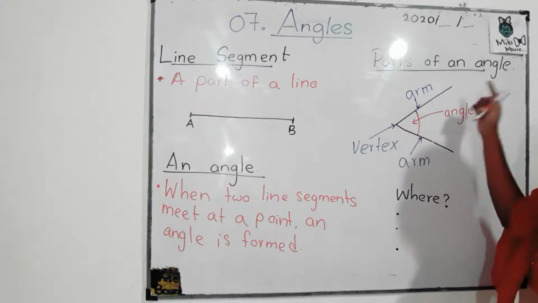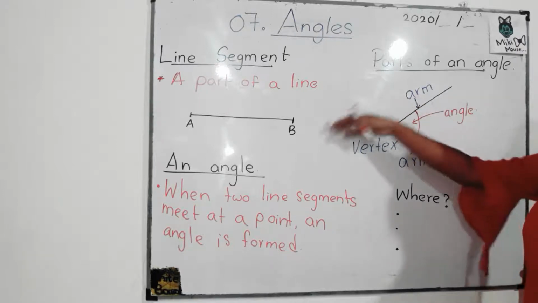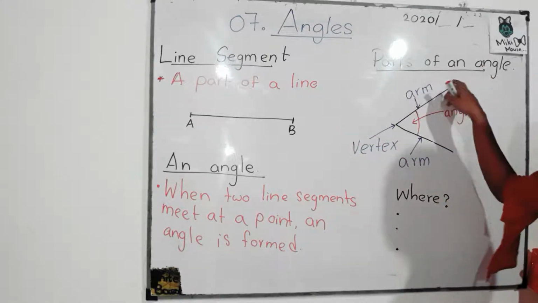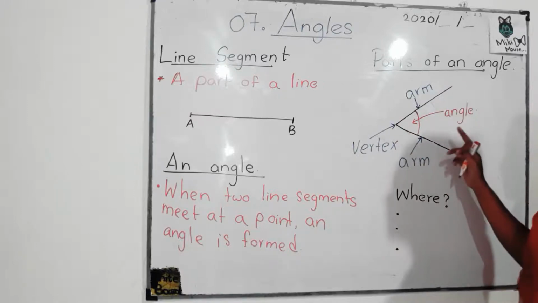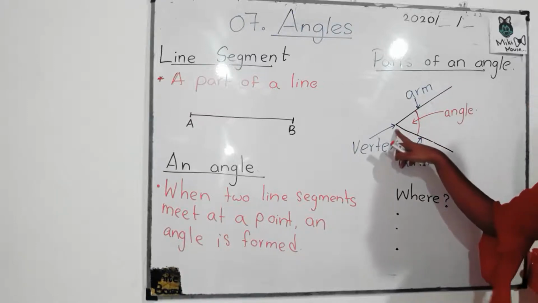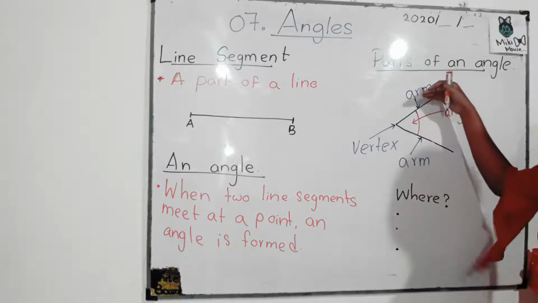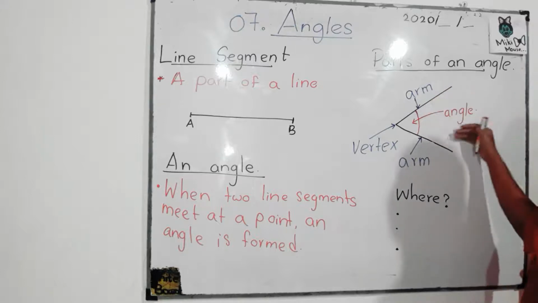So we discussed what an angle is and the parts of an angle. This topic is very important. These two line segments are called arms, this intersecting point is called the vertex, and the gap or the space between two arms is called the angle.